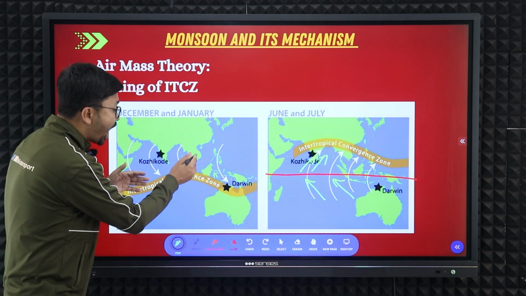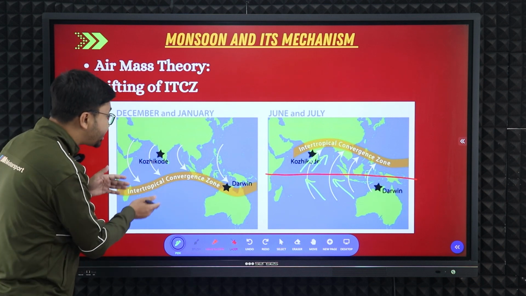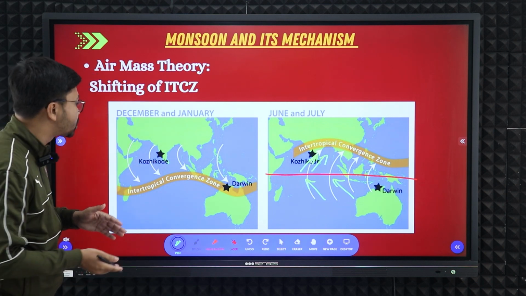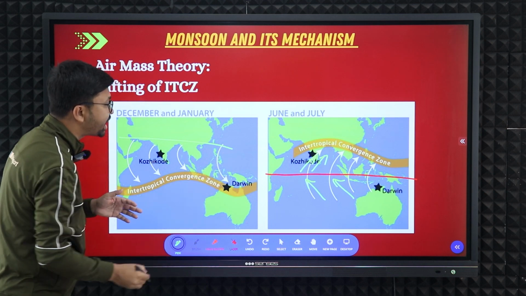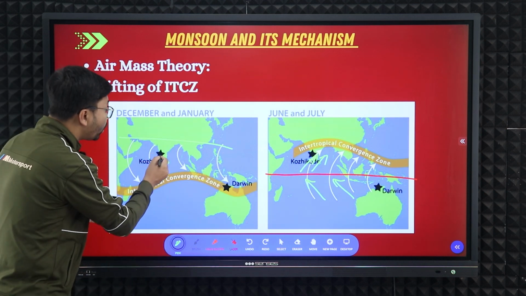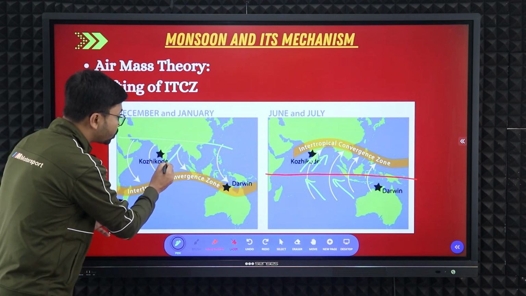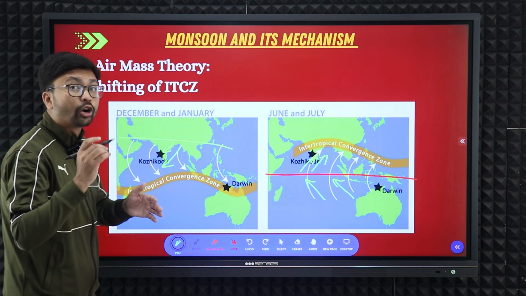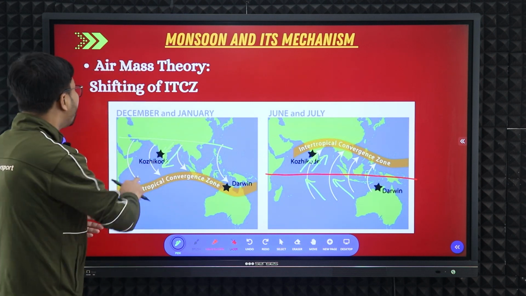In the winter season, as per the vertical sun rays, the ITCZ shifts to the southern hemisphere. Now from the subtropical area, wind comes from the northeast to the southwest. So that's why it is called the northeast monsoon. That is in the winter season.